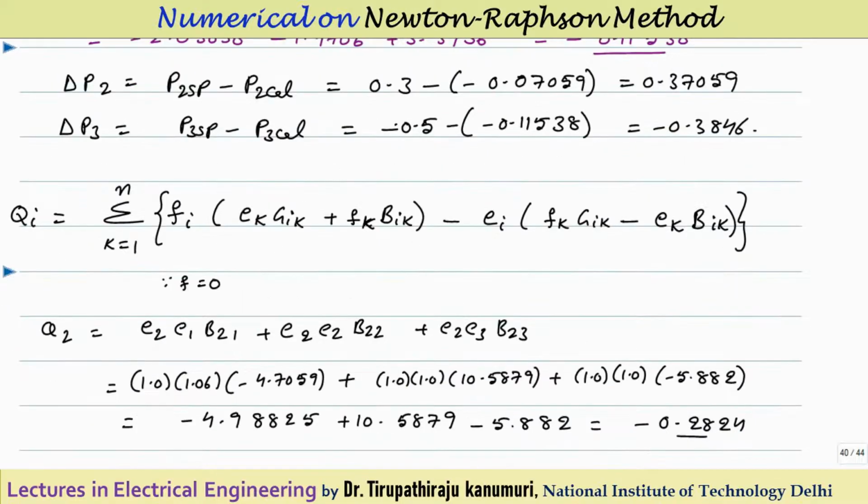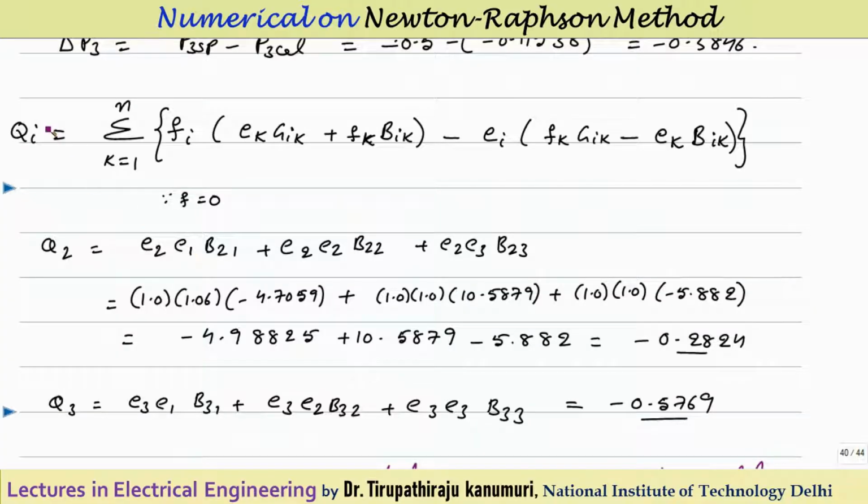So similarly, I can calculate for the value of Qi. So Qi we have already seen. So from this, I can calculate my value of Q2. So when I substitute here, again taking F equal to 0, only remaining terms I have to calculate. So in this, F term wherever is there, that will become 0. Only this Ei multiplied by Ek multiplied by Bik will remain.